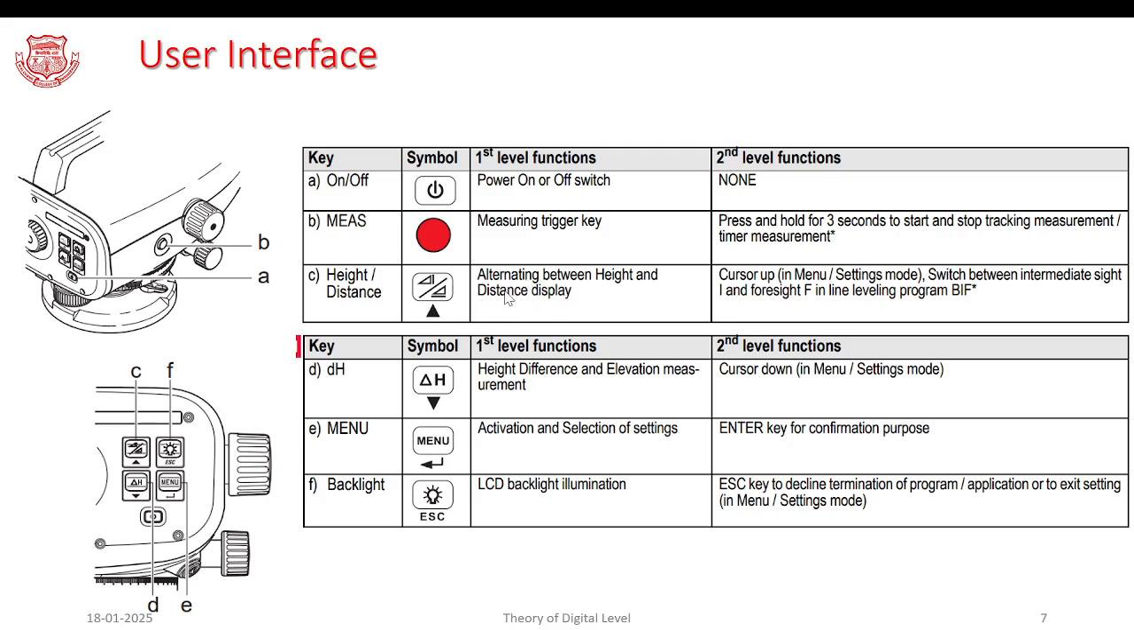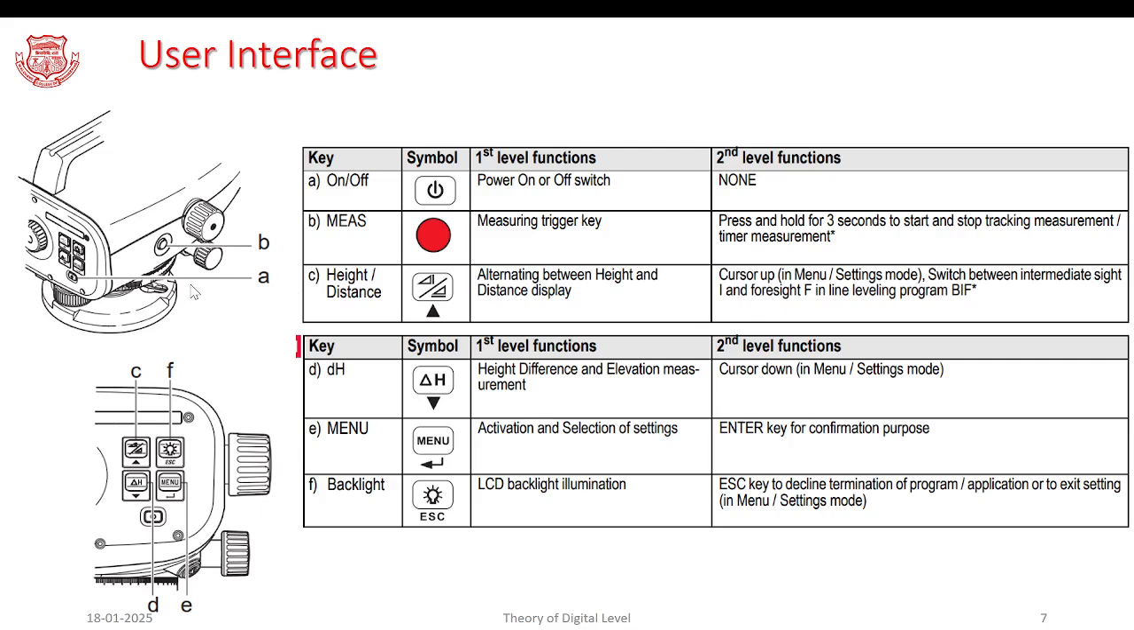There is a second function whenever we are in setting mode or in the menu. At that time, by pressing that, we can go to the upper level in order to switch over to some different functions as such. Practically we'll be using this particular equipment, and at that time I'll be able to demonstrate this effectively.